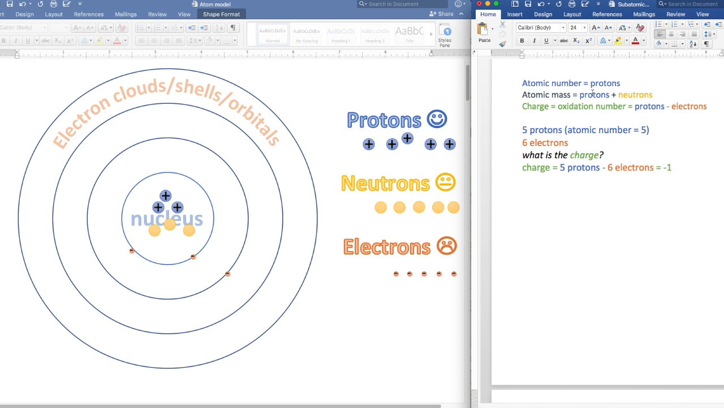The atomic mass is the protons plus the neutrons, so you just count them up: 1, 2, 3, 4, 5, 6. So in this case, this is a lithium atom with an atomic mass of 6. And remember to ignore the electrons when you're asked to find atomic mass. Now we're going to move on to the charge, and the charge is sometimes also called the oxidation number. They're the same thing, and it's a positive or negative number, or 0 if it's neutral.